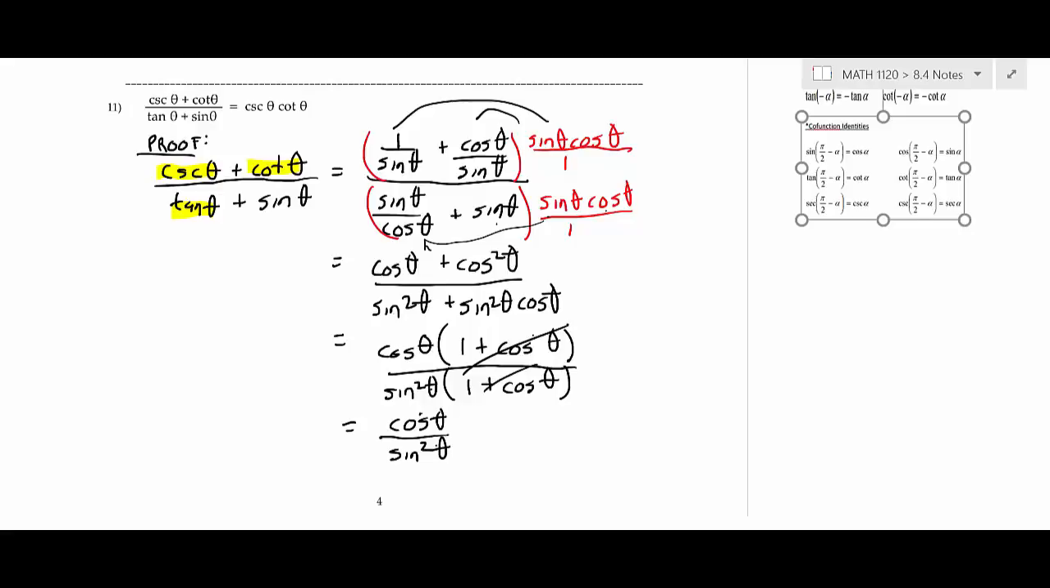Let me ask you a question. Do you see a cotangent in that expression? Yeah, where is it? Cosine over sine, right? Okay, do you see a cosecant in there? Yeah, you got 1 over sine, right? So it's all there.